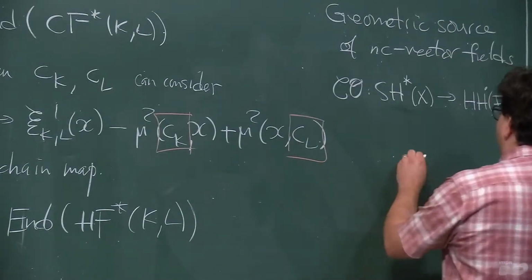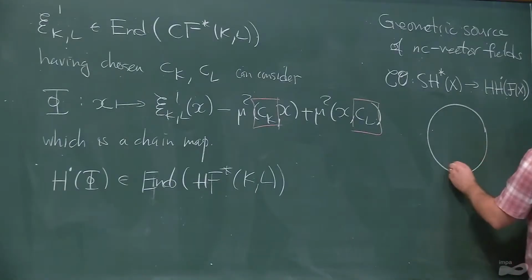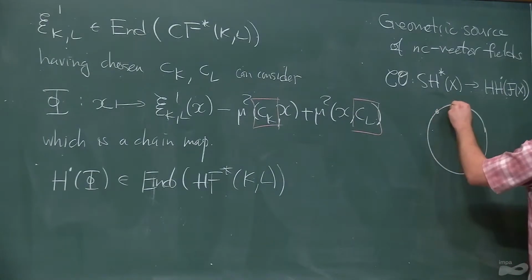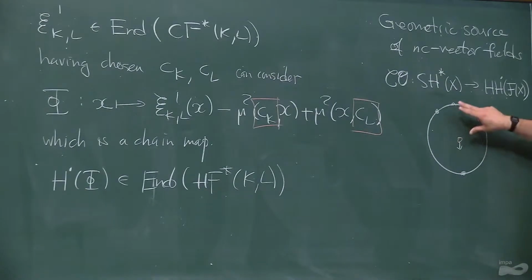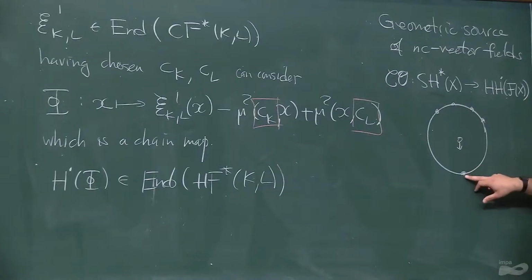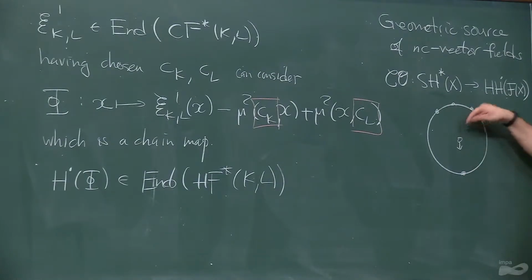And of course this closed open map is one of these maps that counts disks with a bunch of boundary inputs on the boundary, an output on the boundary, and an input in the center with a tangent direction.